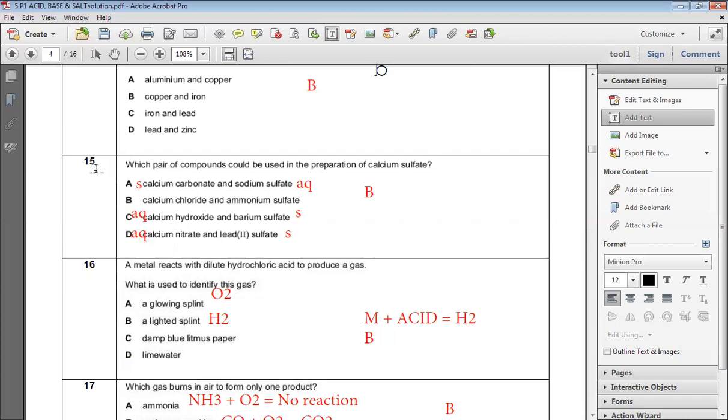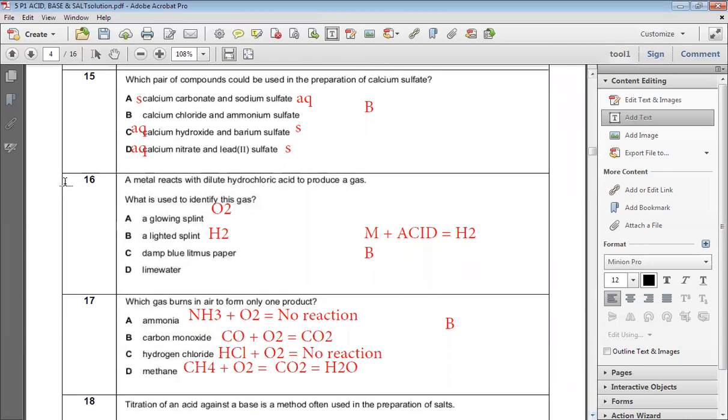Option B is correct for question 15. Keep this in your mind: in C and D, one is solid and the second is aqueous. An aqueous solution and a solid cannot react to produce an insoluble salt. So if an insoluble salt is to be prepared, both solutions should be soluble, aqueous. So question number 15, option B is correct.